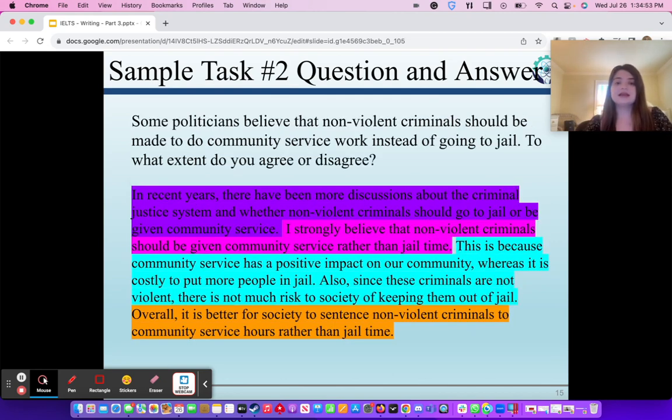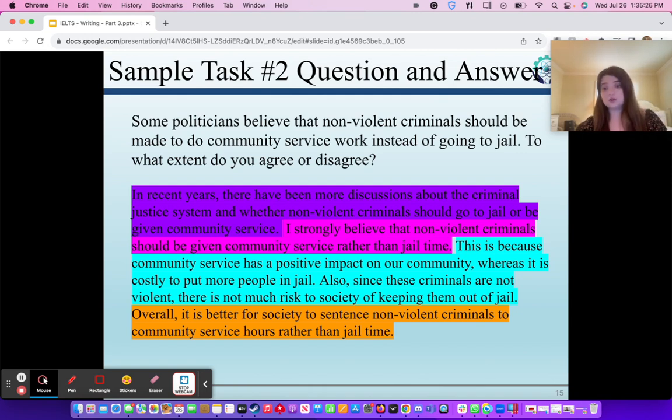This one says some politicians believe that nonviolent criminals should be made to do community service work instead of going to jail. To what extent do you agree or disagree? So, in this case, this is an opinion essay, right? They ask us to what extent do we agree or disagree. So, we could just maybe somewhat agree or somewhat disagree, or maybe we strongly agree or we strongly disagree, and any of those is fine. We can have a very strong opinion or maybe a less strong opinion with some advantages and some disadvantages. Doesn't matter because it's about our opinion.